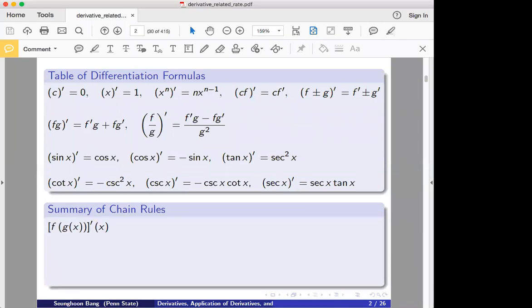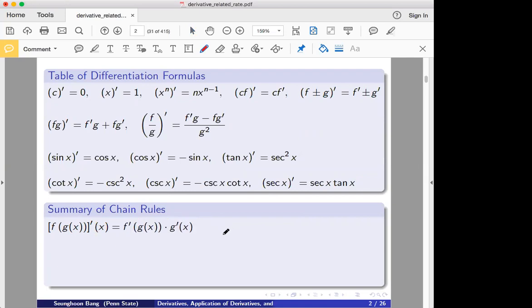So, summary of chain rules. This x is a typo, so you don't need it. You have to ignore this one. F of g of x prime is exactly the same as the outer function prime of the inner function, times the inner function prime. This is like a chain.